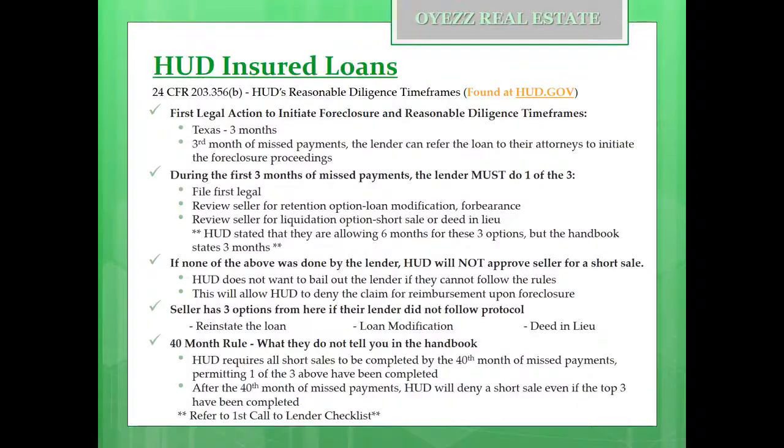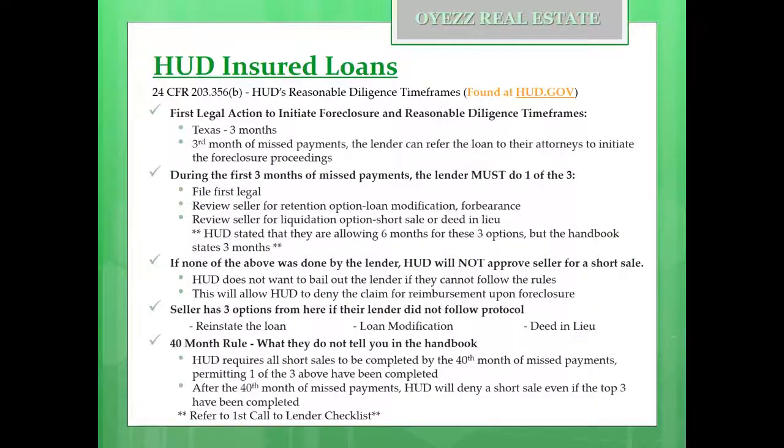So if the lender does not do one of the 3, file first legal, help the homeowner do retention or liquidation options, HUD is not going to do a short sale for this homeowner. And the reason why is because HUD is insuring the loan. So HUD is going to pay back the difference on the loss of the mortgage. So if the lender's not following protocol, HUD is not going to bail them out for doing that. The lenders need to be doing their job, and HUD will do their job and reimburse them. But if they don't do it, HUD says, too bad, so sad. You're going to have to take the loss on this mortgage completely and not be reinsured for it.